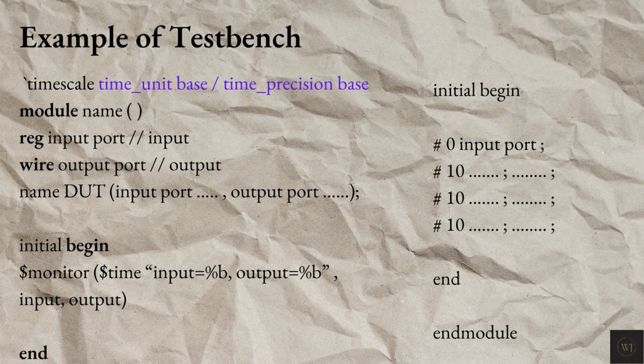The example shows the command to monitor the time, input and output. The input and output are set as %b, which is a binary number. It can also be a hexadecimal number, decimal number, or octal number. In the other initial block, the delay time and the input values are also defined. In these two initial blocks, begin and end are used.